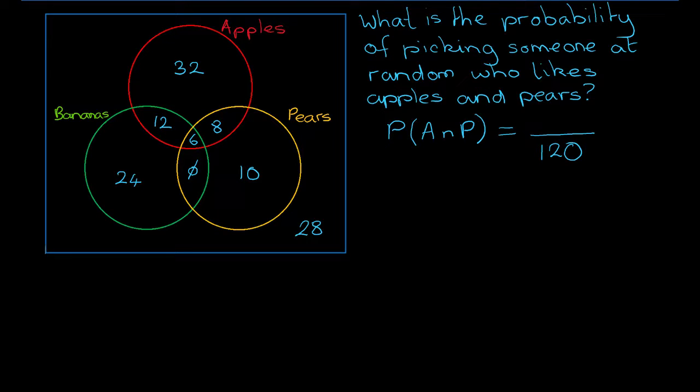So for the top we need to work out what's in A and P. That's this area here, and we can see we've got a 6 and an 8, and if we add those together we get 14. And as with all fractions, you should simplify it. So this becomes 7 over 60.